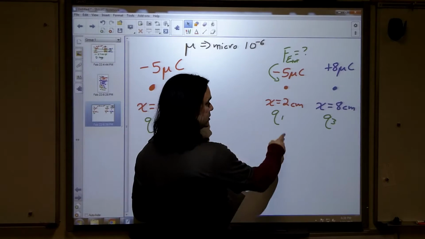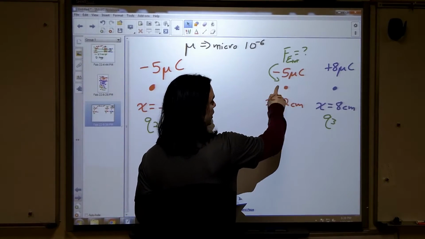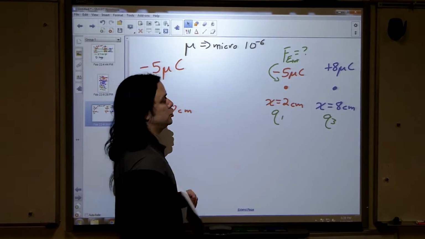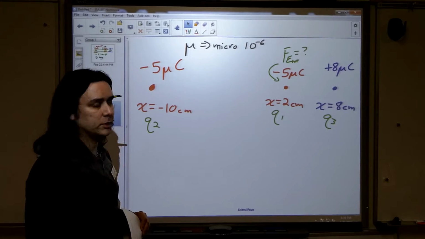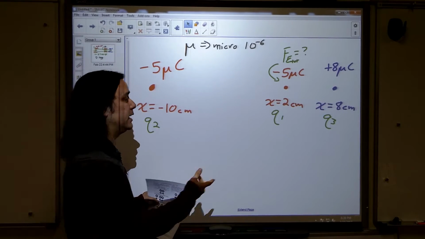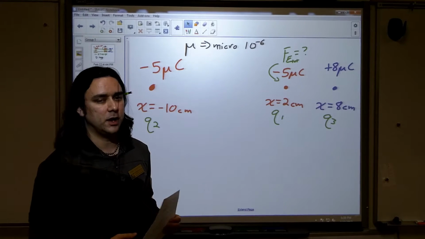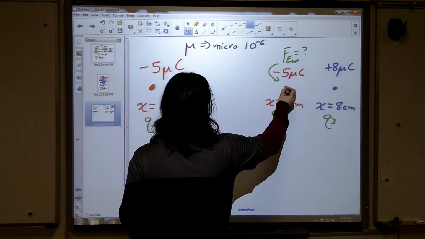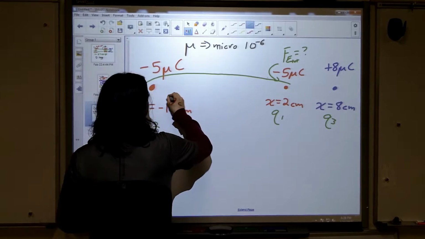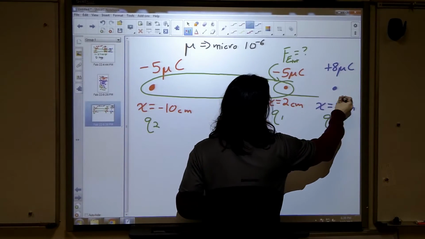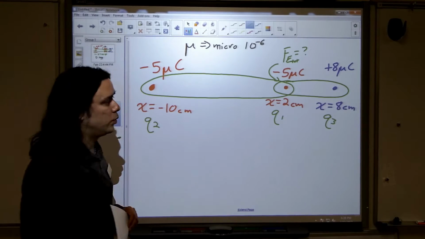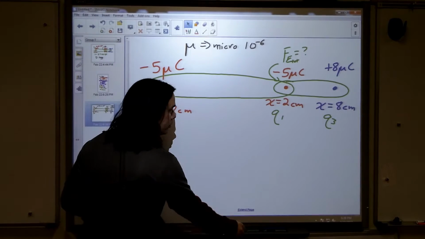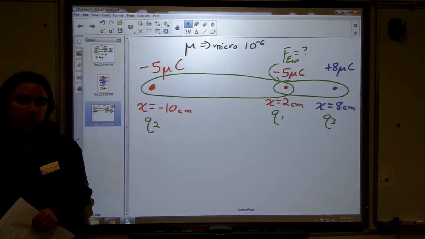But the key thing is, and this is why I've chosen this one to be charge 1, I want to know the force on charge 1. It doesn't have to be charge 1, it could be anything, but making it number 1 keeps my focus on it. Now the problem is, this charge has a force on it from this charge and another force on it from this charge. We have a complex problem. How do we deal with complex problems?